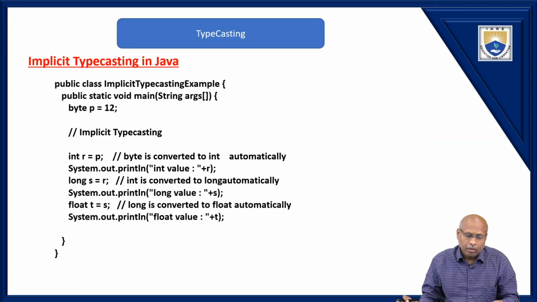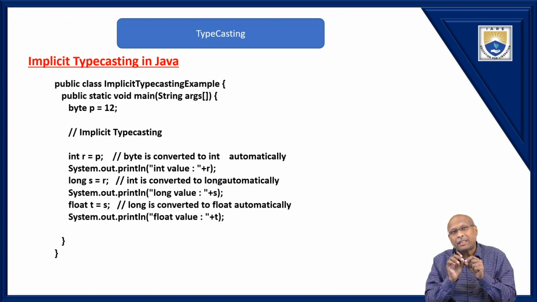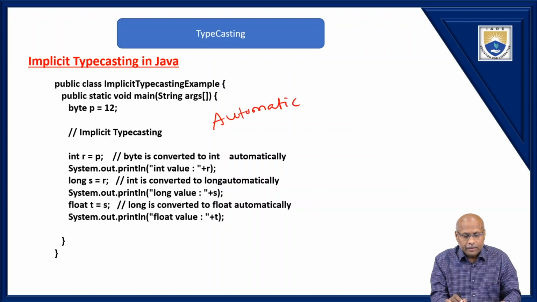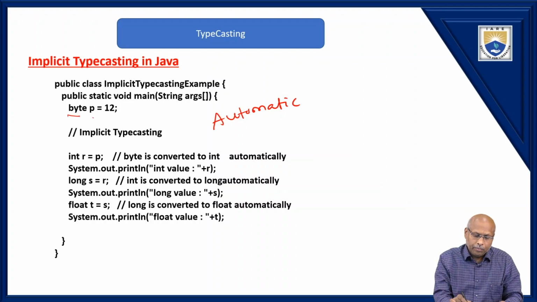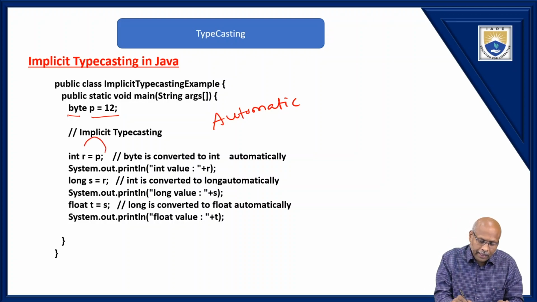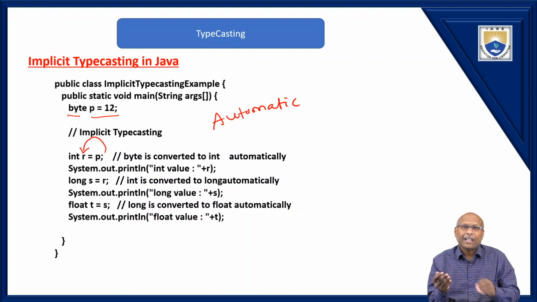A simple example of implicit typecasting: how you can write a program. Here you need not write explicit syntax to convert from one type to another type, because this is implicit, or you can say automatic. For example, here I have declared a variable called b, of byte type. The value of b is 12. I want to store this value in an integer variable. Byte is the smaller one, integer is the bigger one. So when I assign the byte variable to the integer variable, it will automatically convert it.